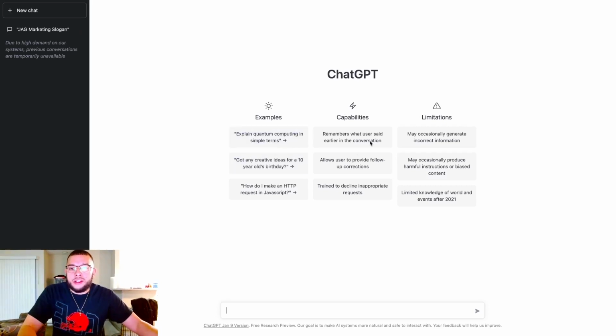So here's the different capabilities. Here's the limitations that they have. You can also go online. There's so many different resources out there that'll show you exactly what you can and cannot do. But anyway, the first thing that you can do with ChatGPT is slogans.